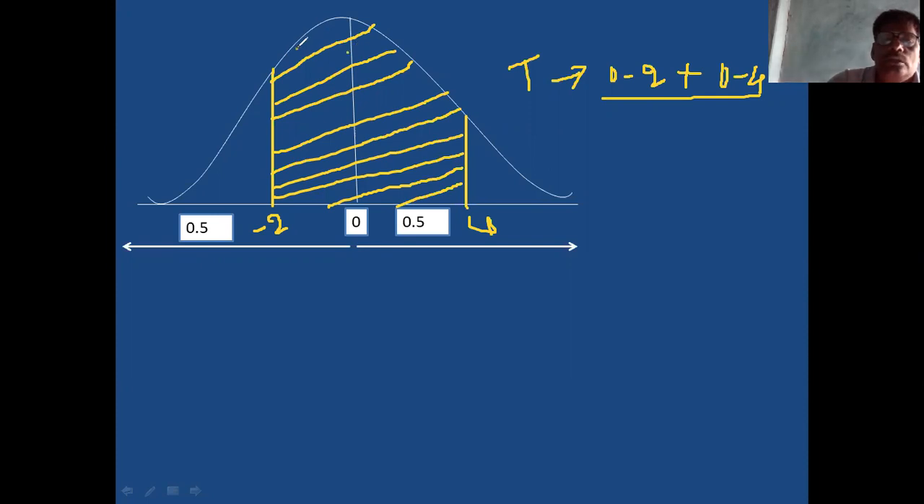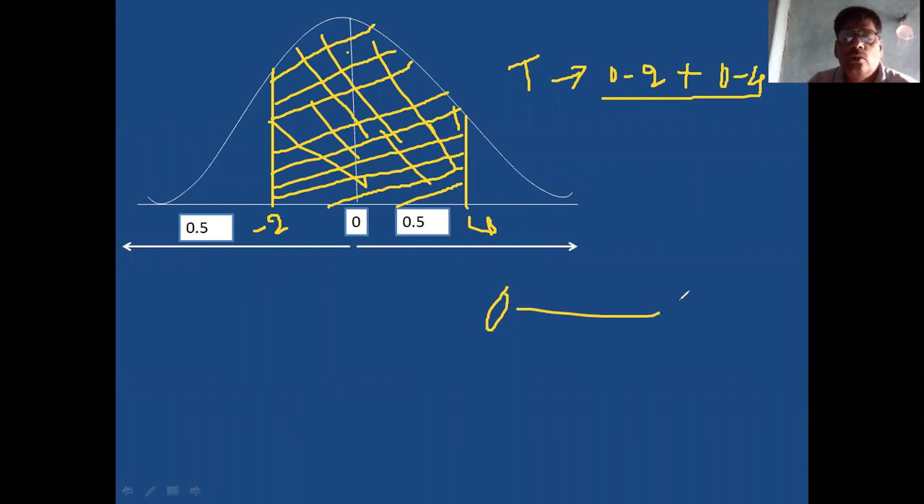Because you want this area. In this area there are two parts. One is the 0 to -2 area. Another is the 0 to 4 area.